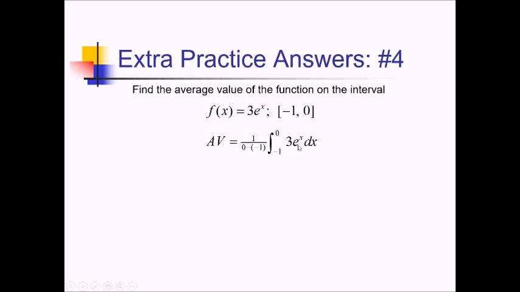The antiderivative of 3e to the x is also 3e to the x, and we're evaluating that from negative 1 to 0. So this is going to be 3e to the 0 minus 3e to the negative 1. You don't have to simplify this because it's all constants at this point, but this is really just going to be 3 minus 3 over e, which you could keep going with, but I'm just going to stop there.